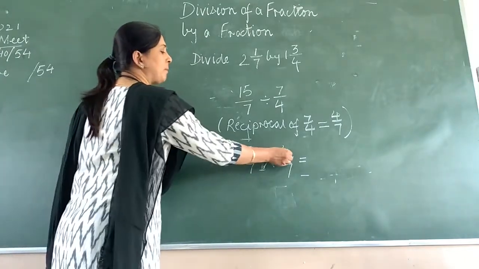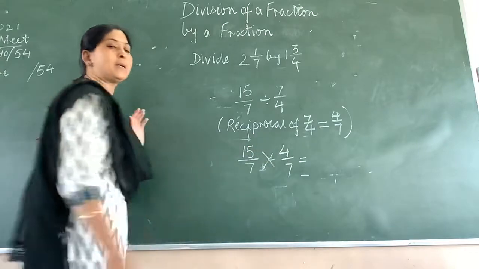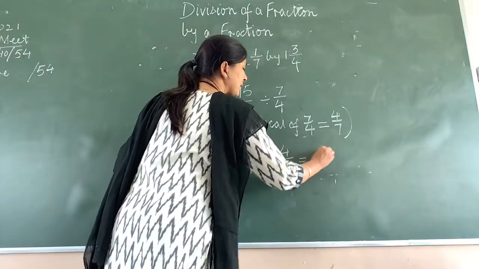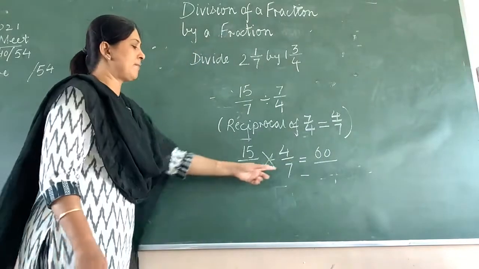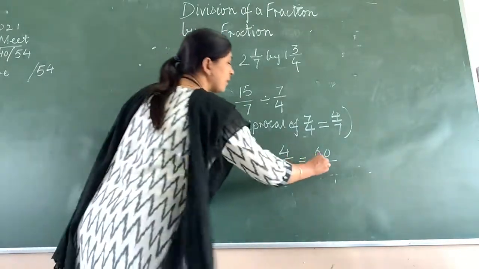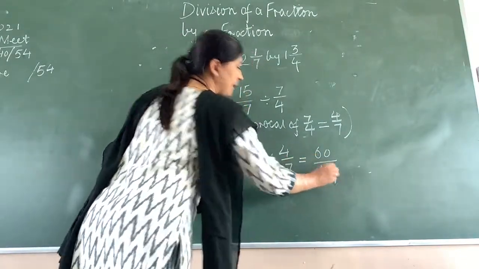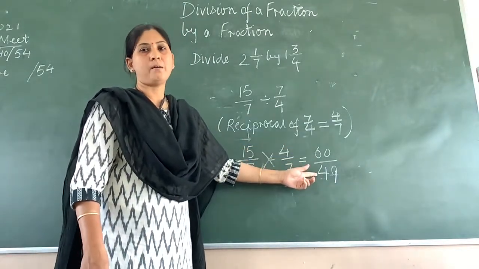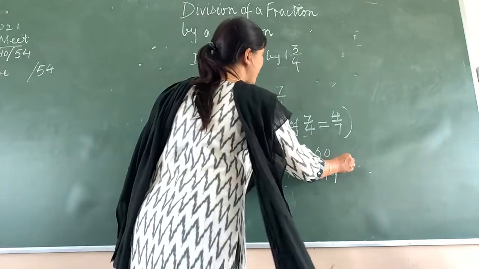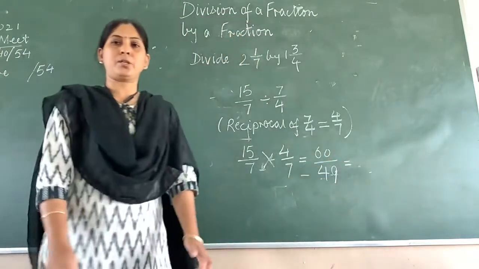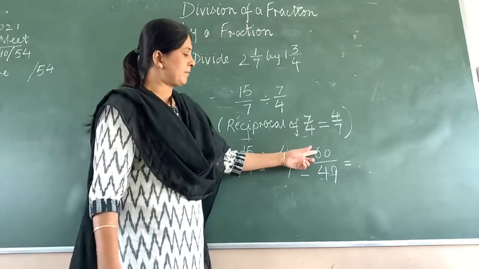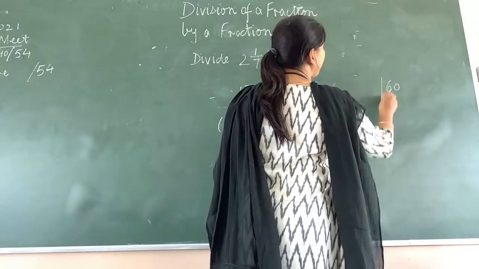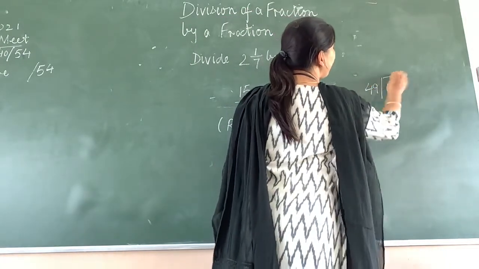We will multiply the numerators. 15 times 4 is 60. And 7 times 7 is 49. Now it is an improper fraction. So we will change it into a mixed fraction. How do we do it? We will divide 60 by 49. Let us divide 60 by 49 in the rough.